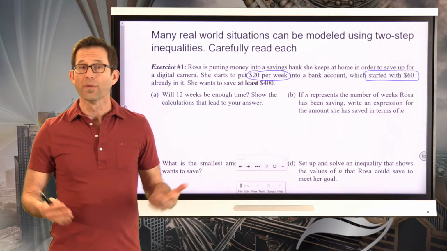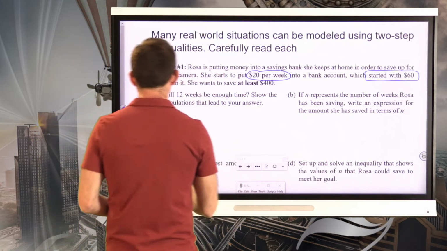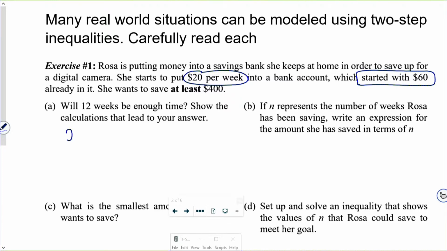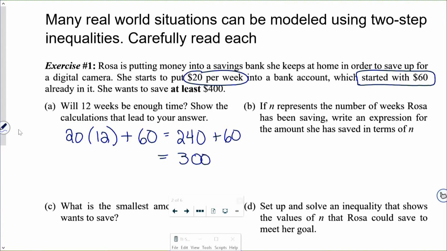All right, well, how would I do this? Well, I would likely take my $20 per week and multiply it by 12, and then I should add on that $60. I could do this all at once on my calculator, or I could do it longhand. So 20 times 12 is going to be 240. Then I'm going to add on another 60, and that's going to be $300. So I've got 12 weeks times $20 per week, that's $240, plus another 60 gives me $300.